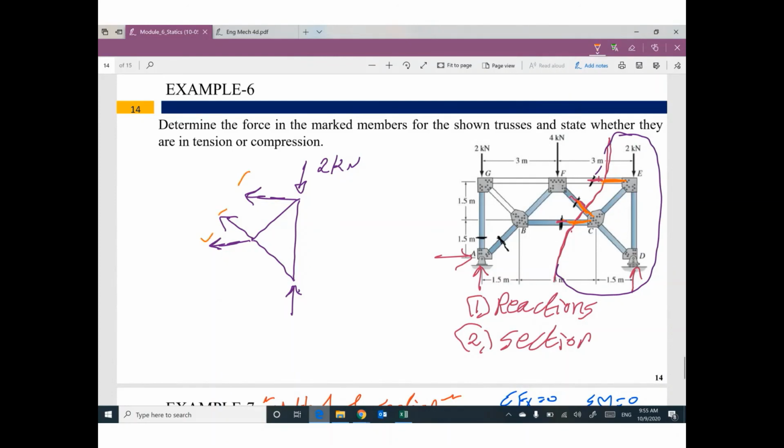Summation Fx equals 0. Summation Fy equals 0. Summation moment at any point; I recommend taking moment here at joint C. Why? Taking the moment at C will cancel this force and cancel this force. So you still have this one as one unknown, so I can figure it out.